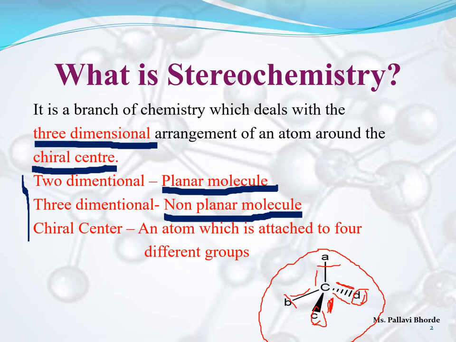The next concept is chiral center. What is chiral center? It is an atom which is attached to four different groups. Again, come to this diagram. This carbon is attached to A, B, C and D. So this carbon at the center can be called a chiral center or a stereo center.